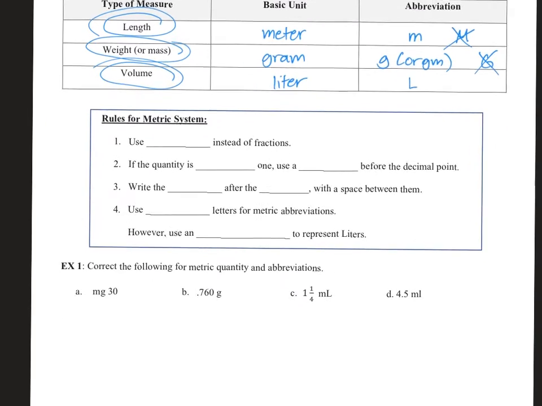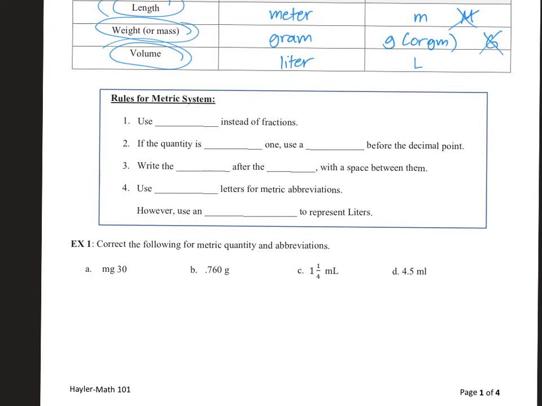Alright, so looking at the rules for the metric system. Why do we have rules? Well, we have rules so everyone knows what's happening. There's order to what is being written. Because if you pick up a chart that another vet wrote on, you want to know what they wrote and be able to understand the notation that they were using. Alright, so here are 4 main rules.